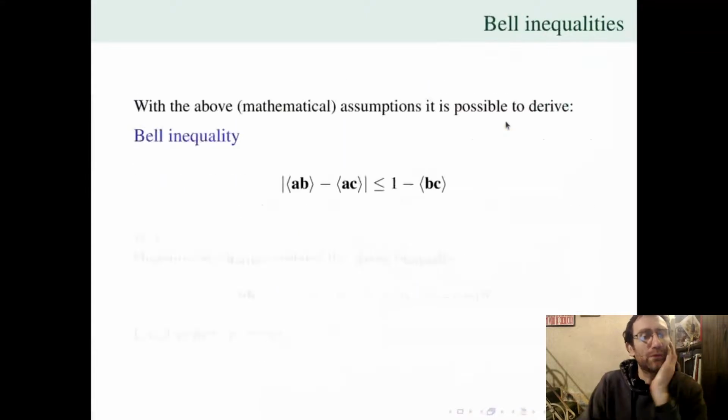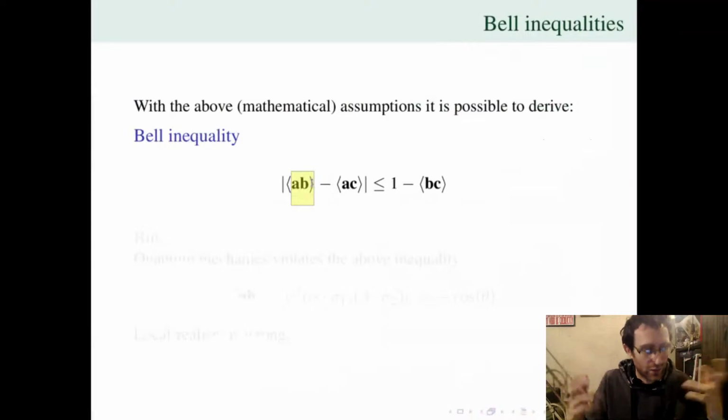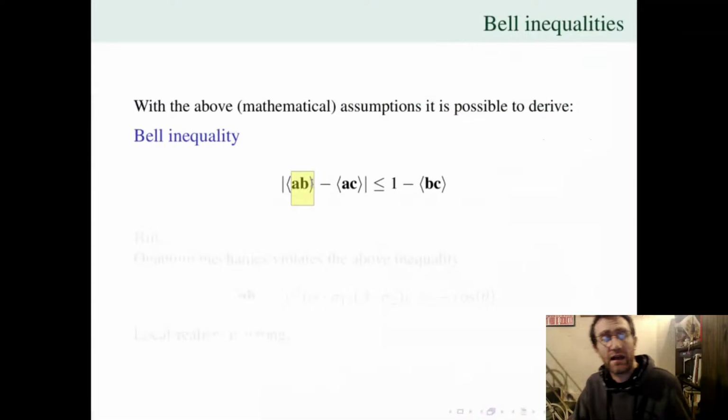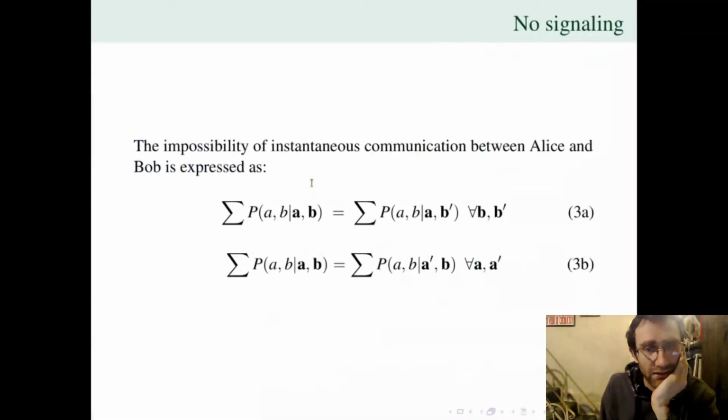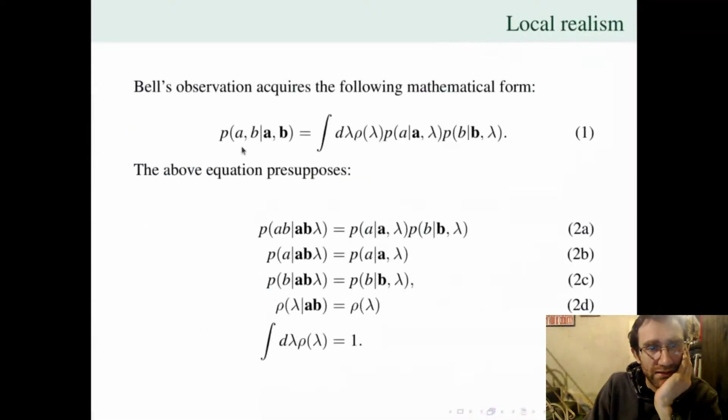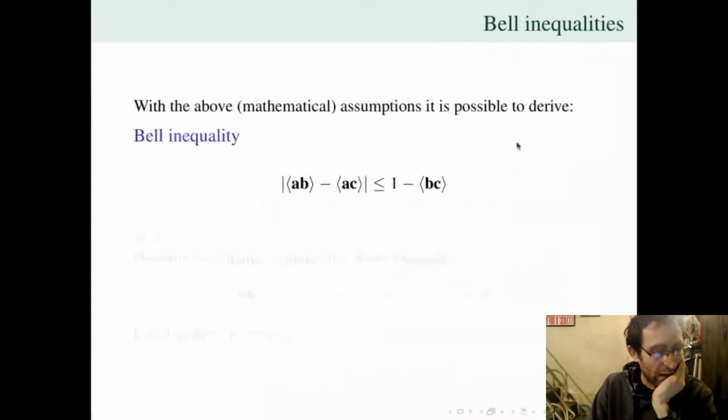And using these probabilities, you can compute the mean values. You can compute the correlations between, for example, Alice choosing direction A and Bob choosing B, and then A and C and so on, and whatever correlations you want. And it turns out that under the local realism hypothesis, if you assume all of these, then an inequality follows. This is what Bell proved.